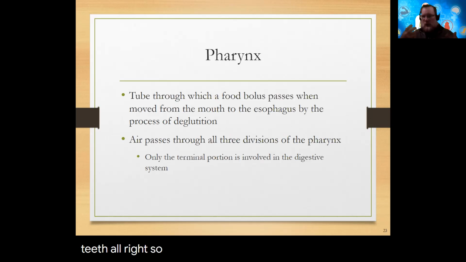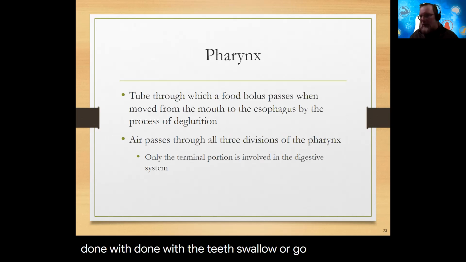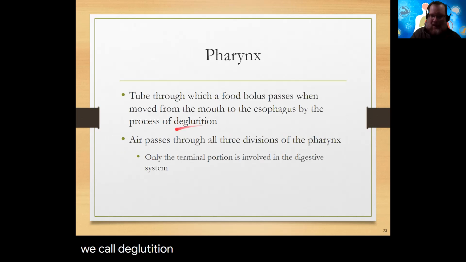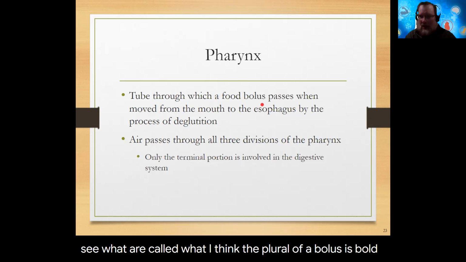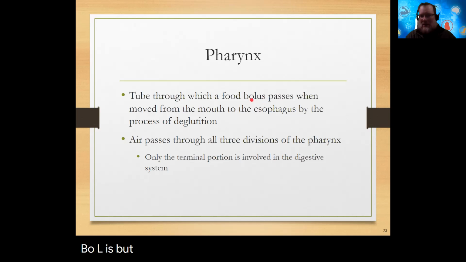All right, so chewing, mastication, done with the tongue, done with the teeth. Then we swallow, or go through what we call deglutition. Deglutition is the act or process of swallowing. So that's going to occur, of course, in the pharynx, and we're going to see what are called, I think the plural of a bolus is boli, but I think boluses is also acceptable. So I don't know. I'll probably say boluses. It's like octopus, octopi, octopuses. I don't know, right? So anyway, boli, boluses.